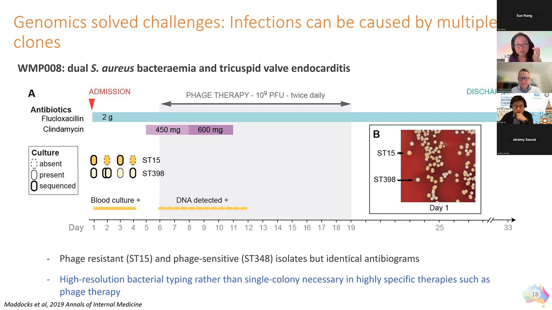But in this picture on the right-hand side, you can see that there are two different color isolates. So subsequently, we implemented high-resolution bacterial typing rather than a single-colony approach. So we would actually sequence them. And of course, followed it up with whole genome sequencing. So this is how we resolved this issue.